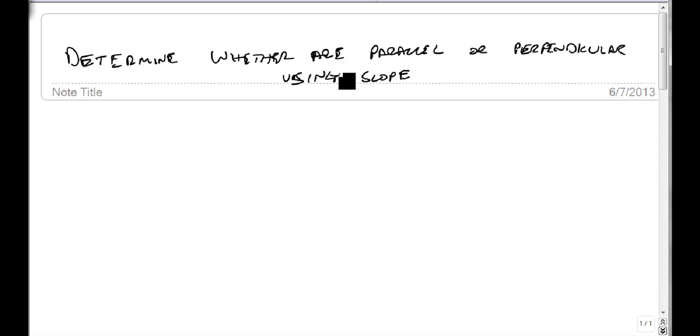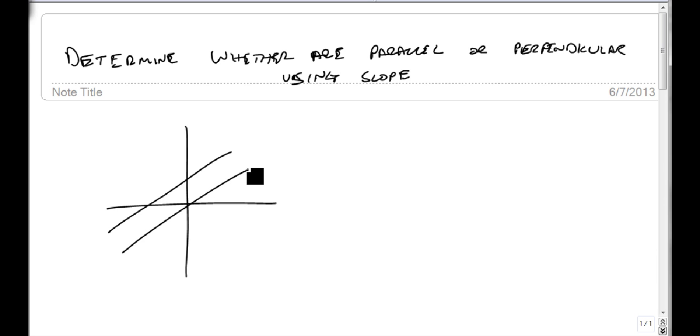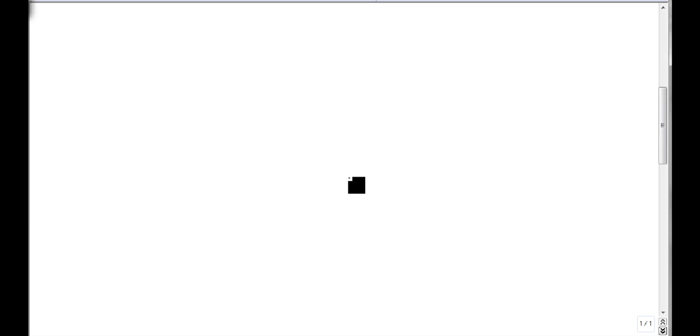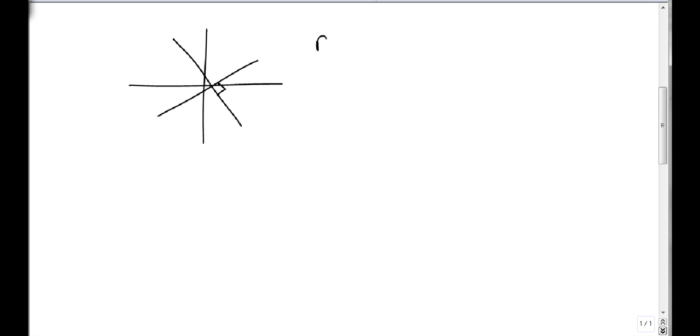And so the idea here: two lines are parallel if they never cross. But the only way they're never going to cross is if their slope is the same. So if the slope is the same, then they're parallel because they never cross. Perpendicular, on the other hand, means that they cross at exactly a 90-degree angle.